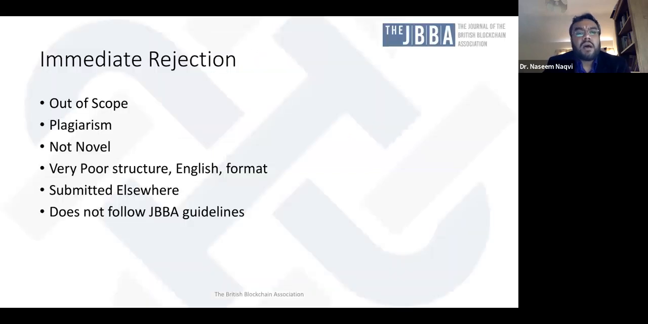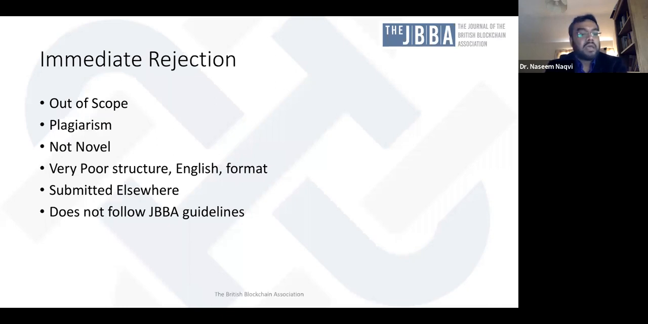So let's just quickly talk about reasons for immediate rejection. So why would your paper be immediately rejected? Well, the first, as I said before, is the paper is out of scope. It doesn't conform to the scope of the journal. Plagiarism, if detected at any point, is immediately a cause for rejection.